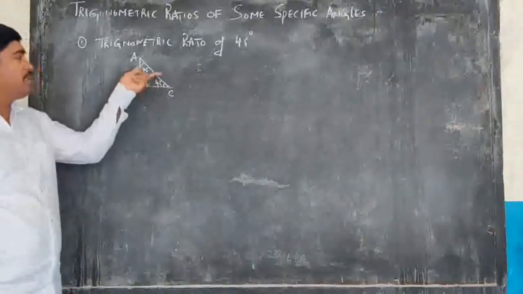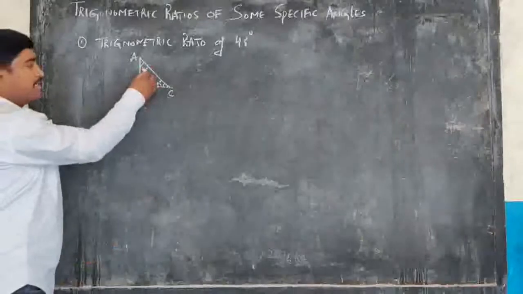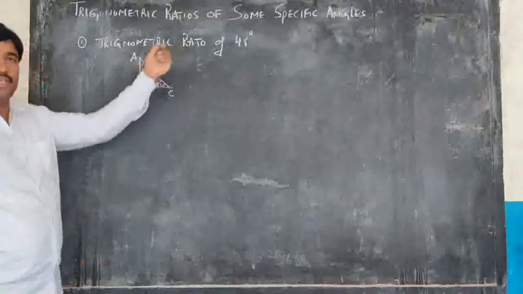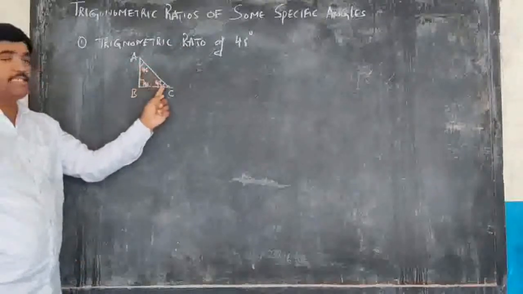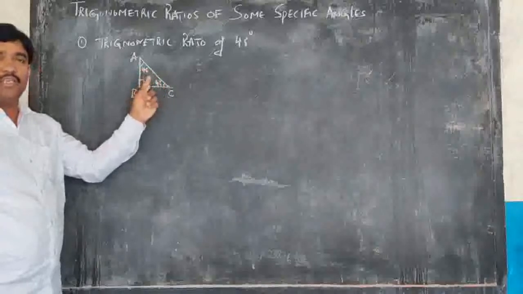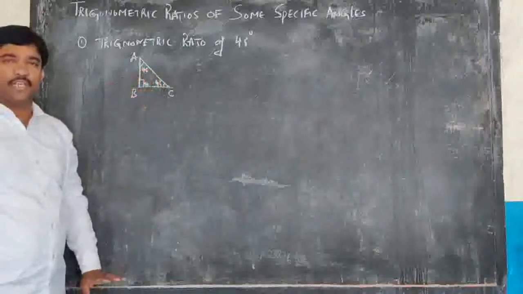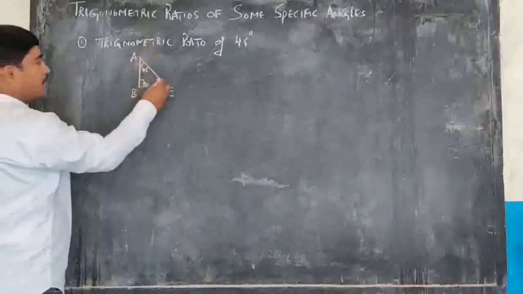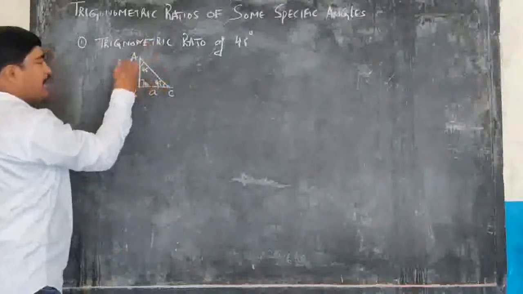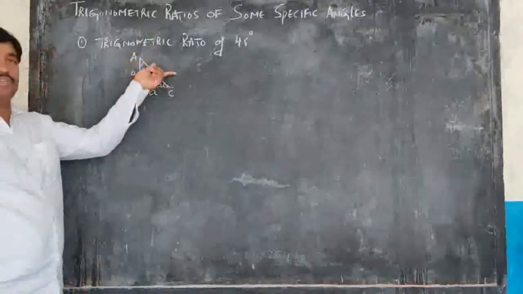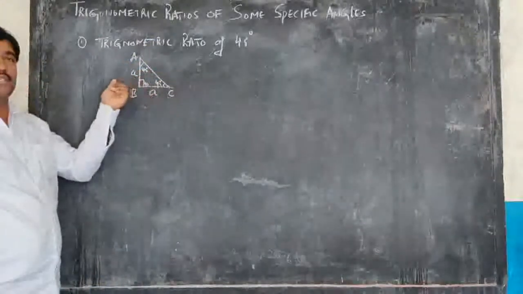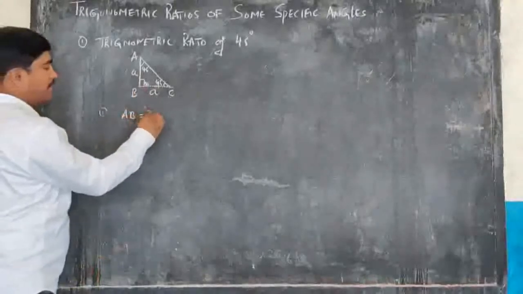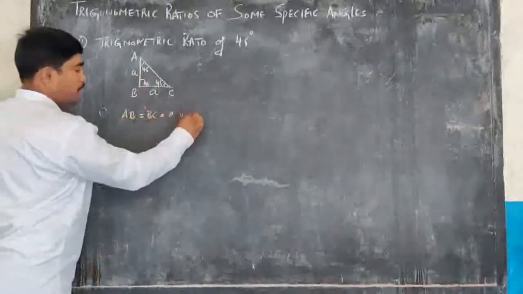Why consider them equal? If you observe, it is an isosceles right angle triangle, because two angles are equal. Here I don't know the length of the sides, so I assume this side is the hypotenuse, and I assume the other two sides as a, because the hypotenuse is the longest side. The lengths of AB as well as BC are equal to a units.